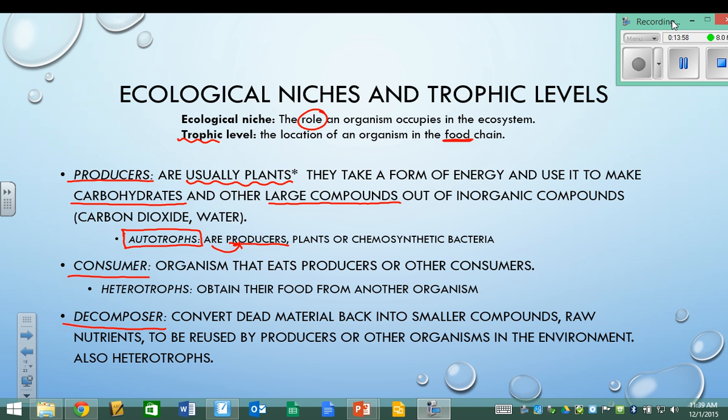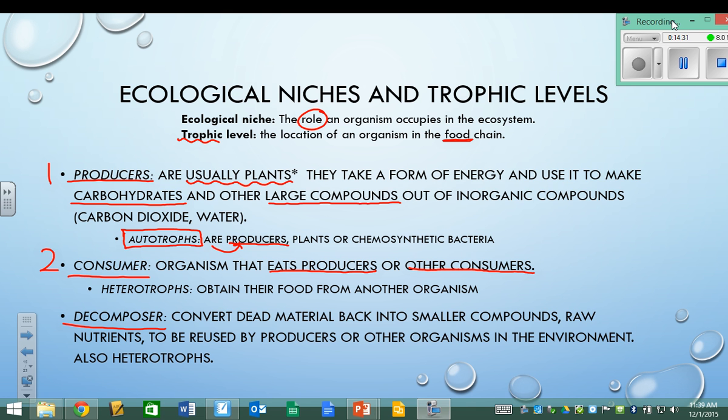The next type of trophic level is a consumer. Now, on the slide that comes next, we'll be a lot more specific. I'll give you a bunch of different types of consumers that exist. But a consumer is an organism that either eats producers or other consumers. So you might know that some things are herbivores and some things are carnivores, and we'll be more specific on the next slide. But they're all consumers. Consumers do not make their own food.